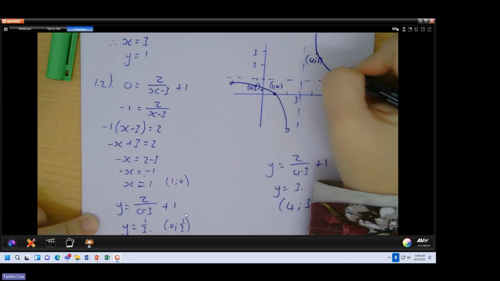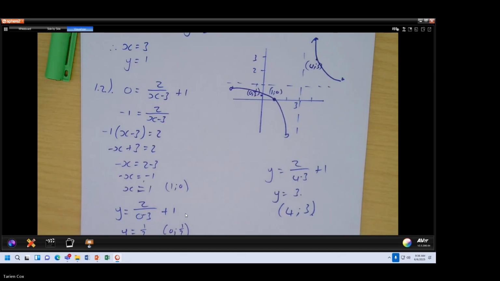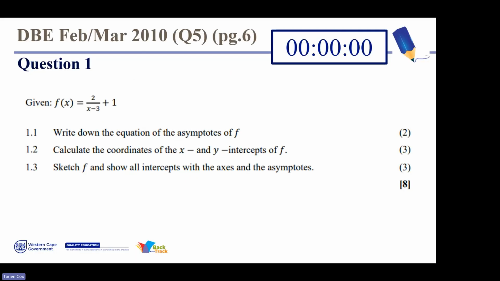And then I can draw my second arm going through there. And we are done. Right, so that was question 1. I'm going to go back to my PowerPoint, and we are going to continue from there.